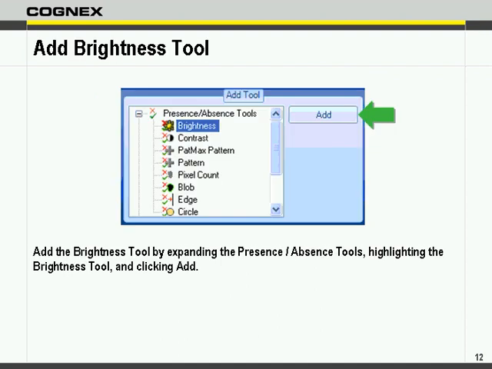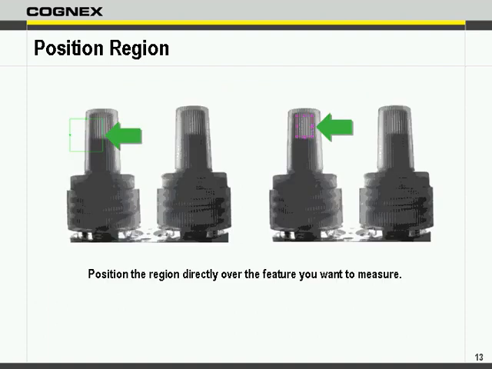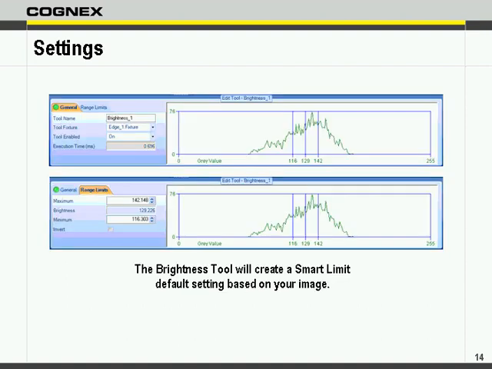Okay. So to add the brightness tool, click on brightness and add, and that will bring us to the search box here. To be able to enable that tool, we will have to draw it where we want it to look, and we drew it over this area right here to determine its brightness value. Once that's done, then we can see it graphs again.